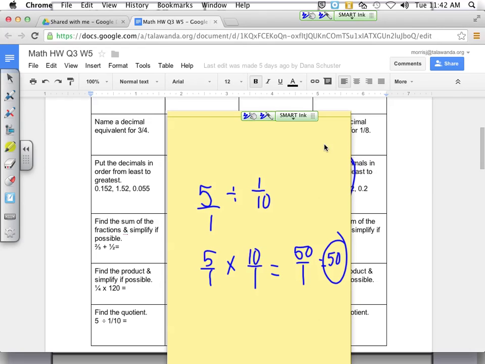How is 50 equal to a half? But we're not out of 100 right now. We're out of 1. That's not my answer, but if you had 50 over 100, that would be equal to a half. But 50 over 1 is the same as 50. Okay?